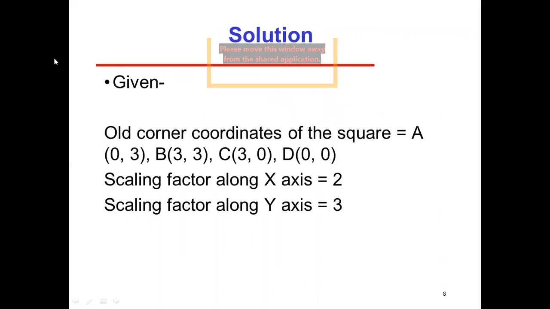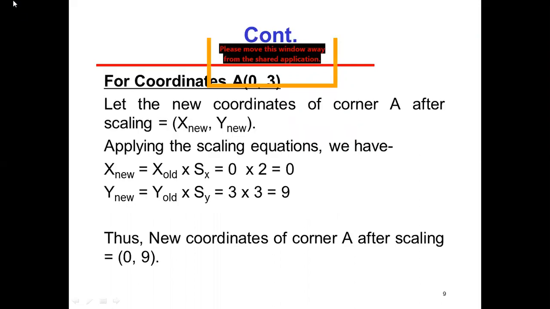Now again we are considering old corner coordinates of the square A(0,3), B(3,3), C(3,0), D(0,0). Scaling factor 2, 3. Okay. Now for coordinates A(0,3), these are the initial coordinates. Let the new coordinates of the corner A after scaling be x new, y new, and apply the scaling equations.